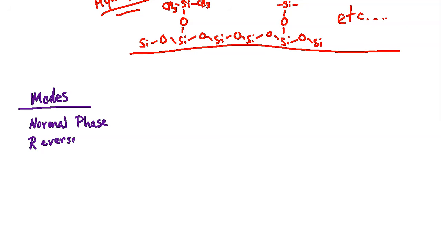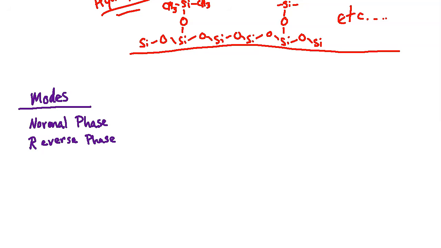And with a reverse phase HPLC, it's just the opposite of what we said. So something like a C18, you have a very nonpolar column, but then your mobile phase tends to be more polar. So you might have methanol, acetonitrile, water, things of that nature in different ratios.